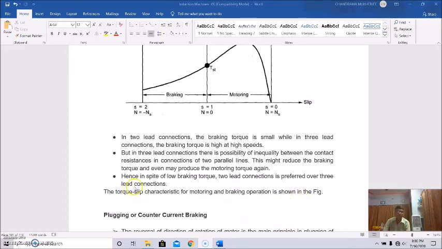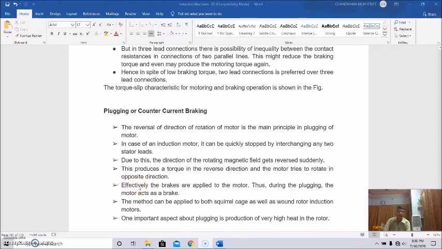And in plugging or countercurrent braking, the reversal of the direction of rotation of the motor is the main principle in plugging.